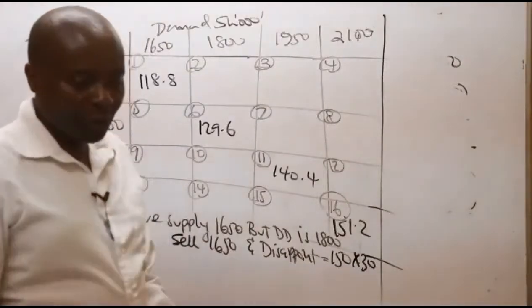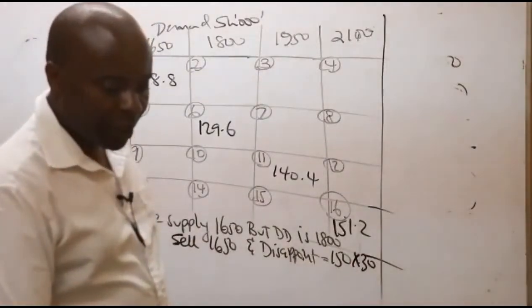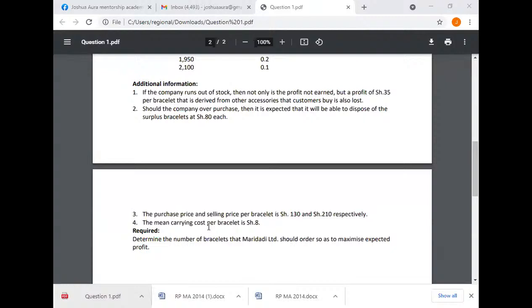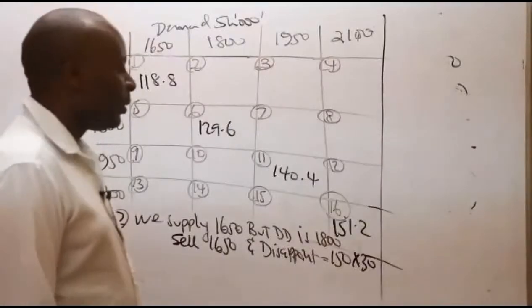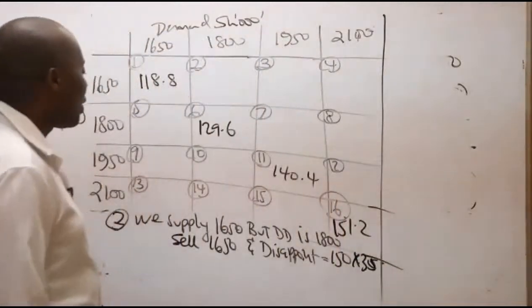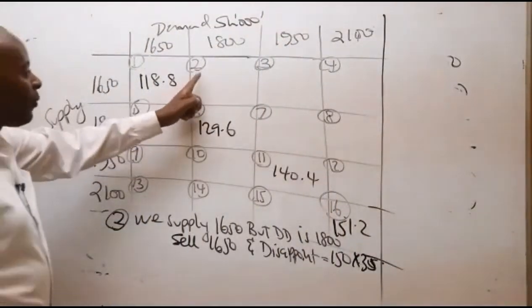We've been given this opportunity cost, ladies and gentlemen, in the question. They have told us that for every customer who comes, just like how Nakumat used to tell us, if you need it, we've got it. So you can see a profit of 35 per bracelet that is derived from other accessories that customers buy is also lost. So for every customer we disappoint, you are right, we shall be losing 35. So could you kindly go ahead and give me the profit I expect here.